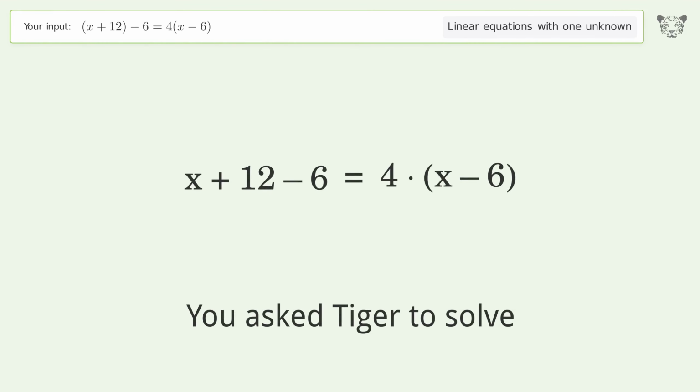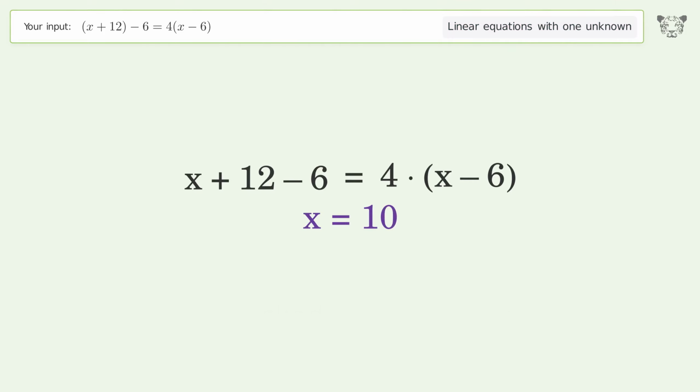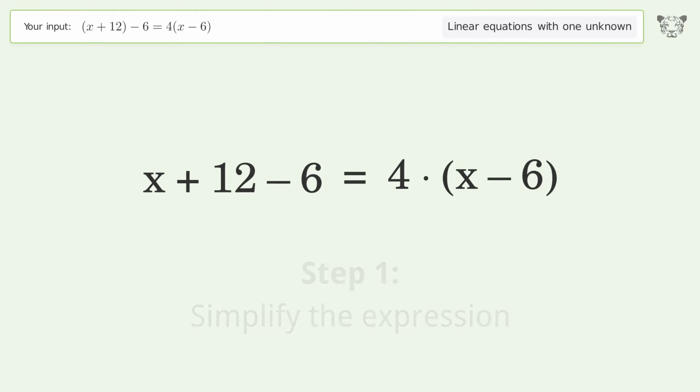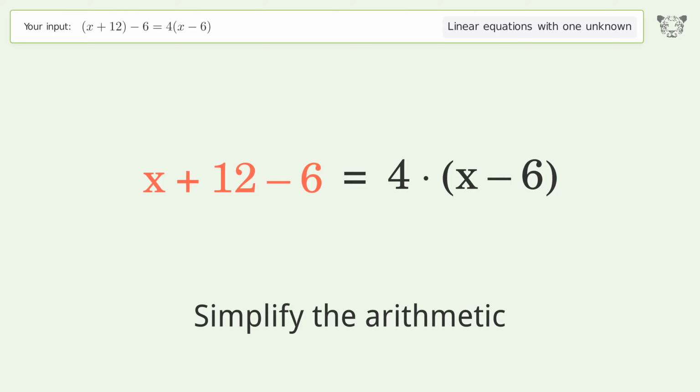You ask Tiger to solve. This deals with linear equations with one unknown. The final result is x equals 10. Let's solve it step by step. Simplify the expression. Simplify the arithmetic.